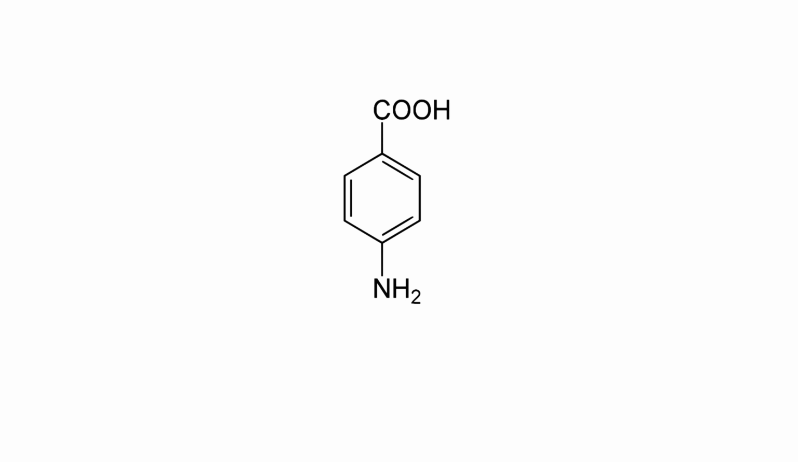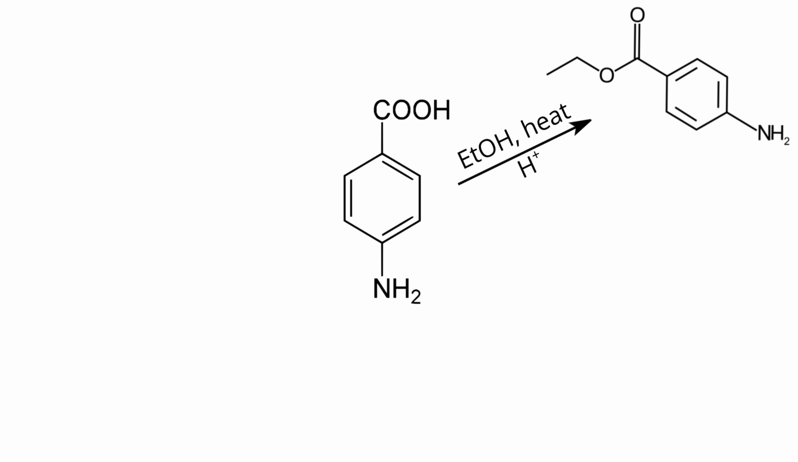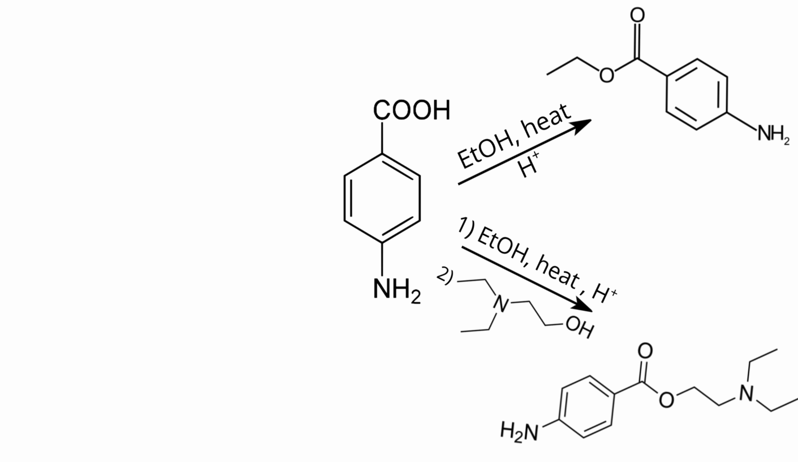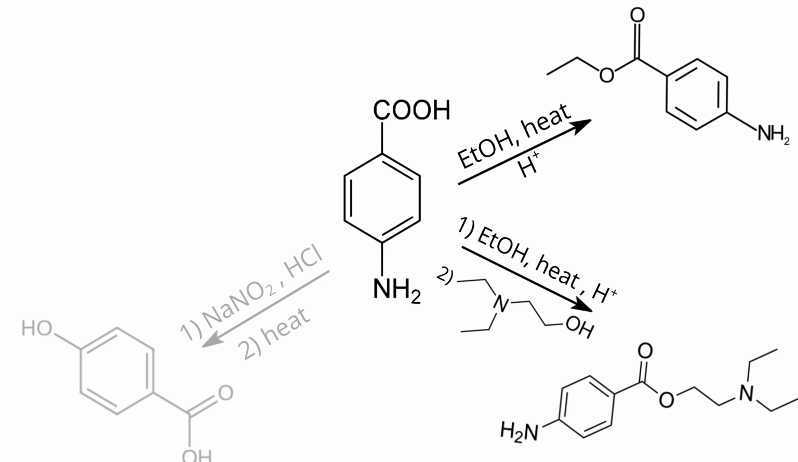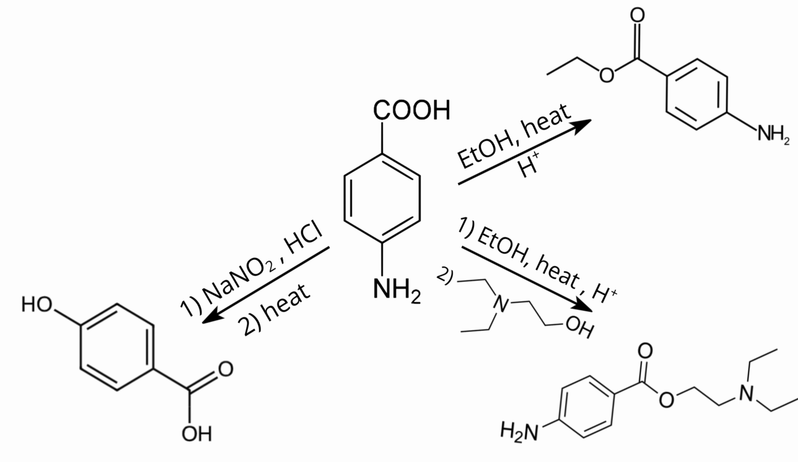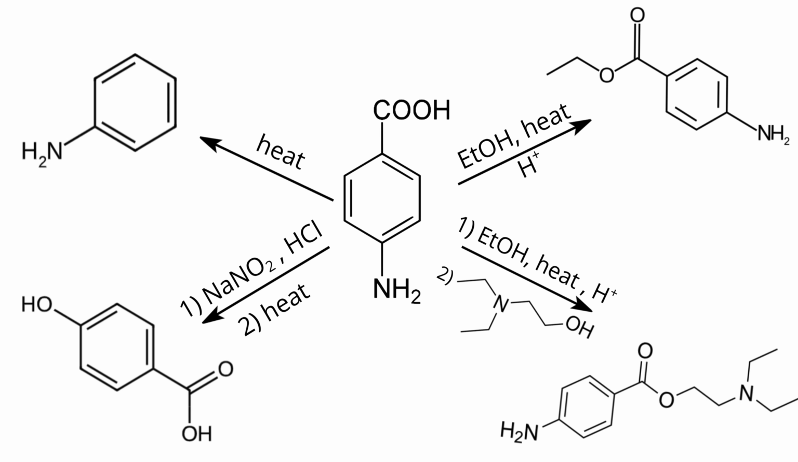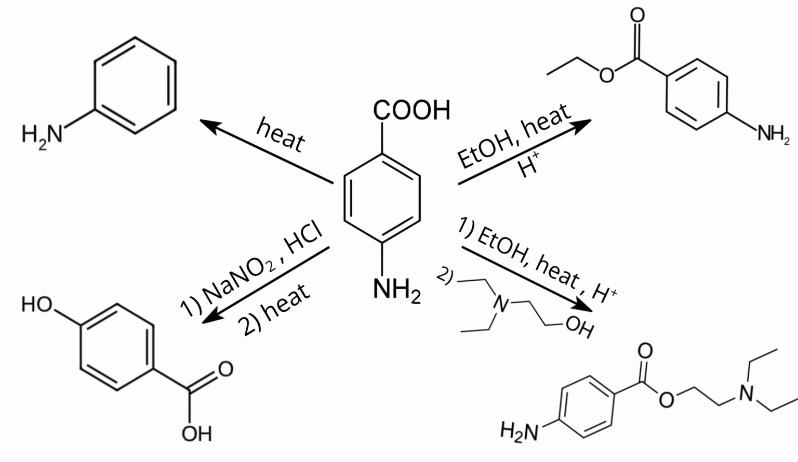As I said, para-aminobenzoic acid is a very useful building block for organic synthesis. Benzocaine or procaine could be synthesized from PABA. Para-hydroxybenzoic acid, the precursor of parabens, is also synthesized from PABA. And upon decarboxylation, PABA gives aniline, which is even more useful.